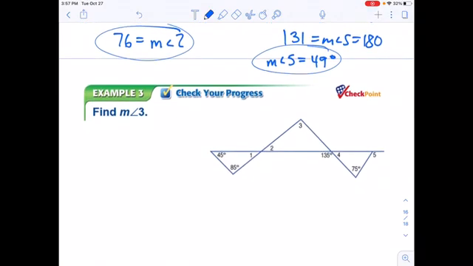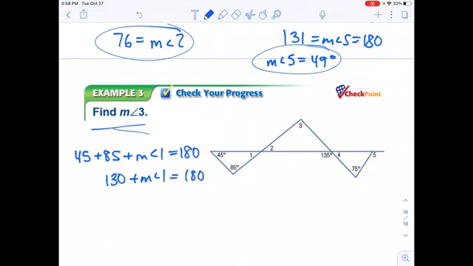This last one, we are going to once again use the puzzle pieces to find our angles. Now it does say just to find the measure of angle 3. I'm going to go ahead and find them all just so you can see everything that we do. So to find the measure of angle 1, I take 45 plus 85 plus the measure of angle 1 and equal that to 180. 45 plus 85 is 130. Which means the measure of angle 1 when solved is equal to 50 degrees.